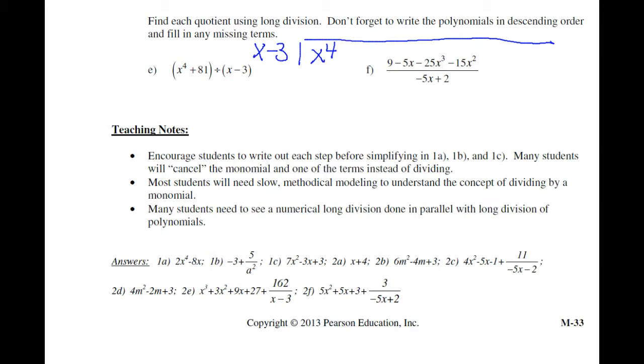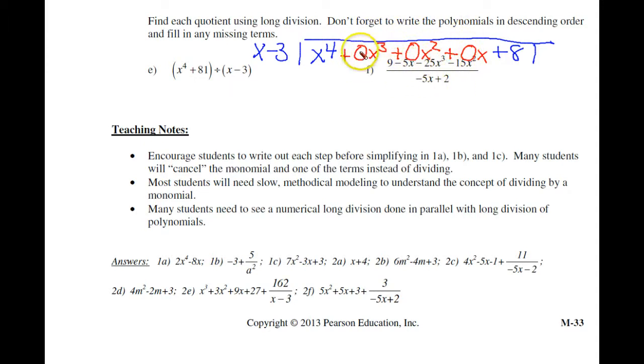There is no x to the third term, so I'm going to put in a placeholder. 0 x to the third, 0 x to the second. Ooh, a lot of missing terms here. 0 x, and then our plus 81. We said if we're going to do this type of division, we have to have places to put things under that are like terms.